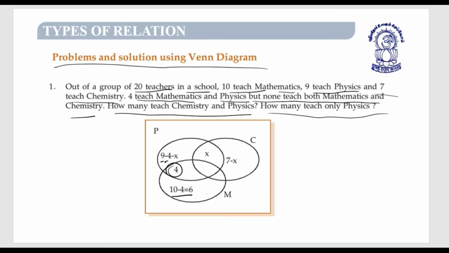How many teach chemistry and physics? Chemistry and physics, x. So minus x. C for chemistry. 7 teach chemistry. And how many teach chemistry and physics? x. So 7 minus x.